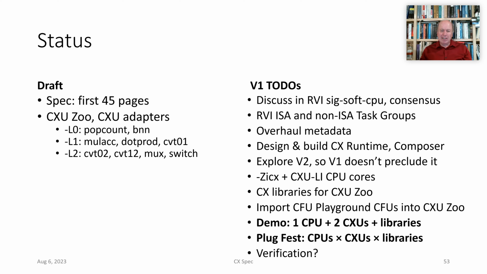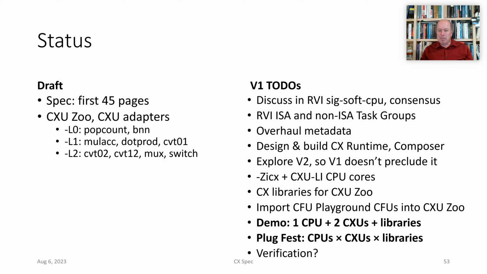I think our compelling end goal will be a multi-CPU, multi-CXU, multi-library, multi-platform plug fest, but we still have much to do to design, implement, and test to get there. We've restarted discussion in RISC-V International's SIG-Soft CPU group. A renewed consensus there will take time. We hope to launch 2 new task groups within RISC-V International, an ISA task group for a Zicx spec and a non-ISA task group for CXU-LI.